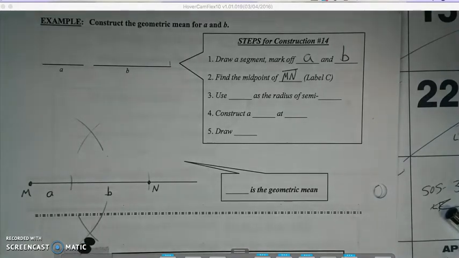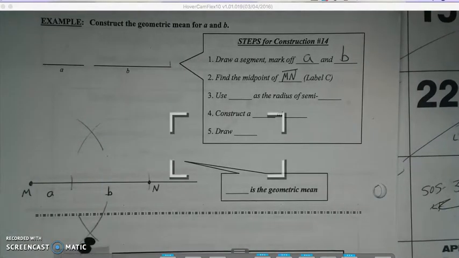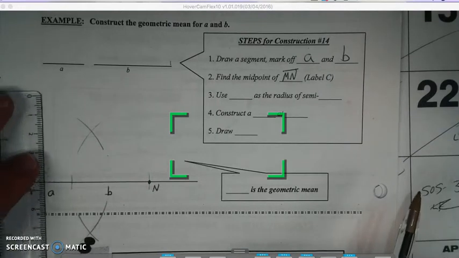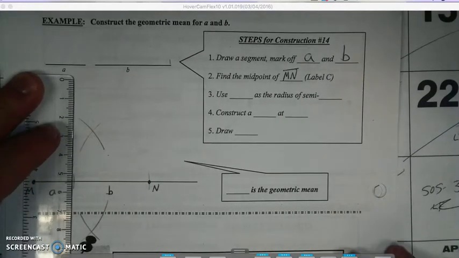And if I'm going too fast, by all means, please pause and then catch up. This recording only allows me to have like a 10 or 15 minute recording.